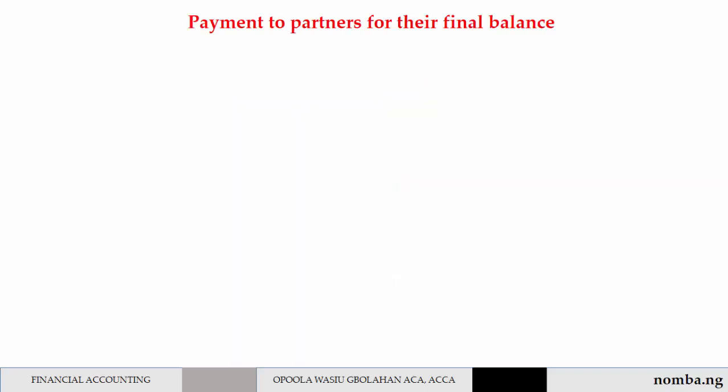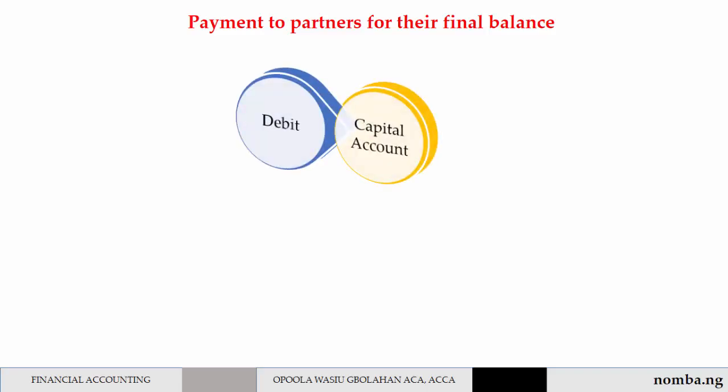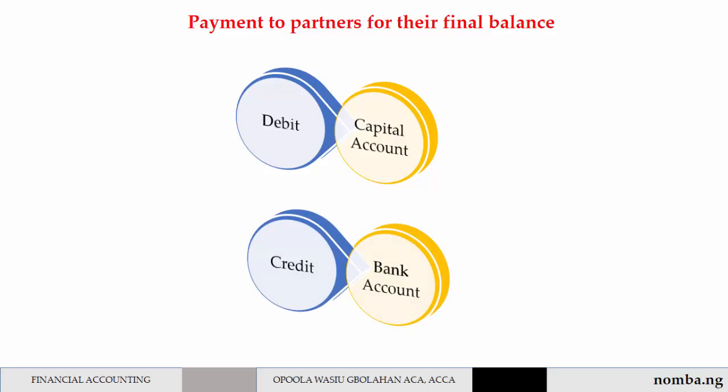And finally is the payment to partners for their final balance on their capital account. You debit the partner's capital account and you credit the bank account.